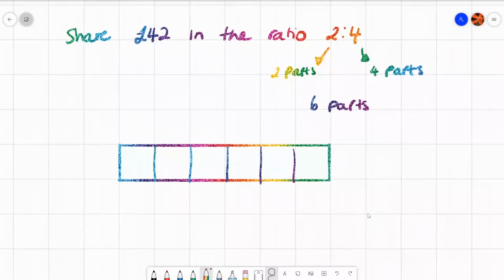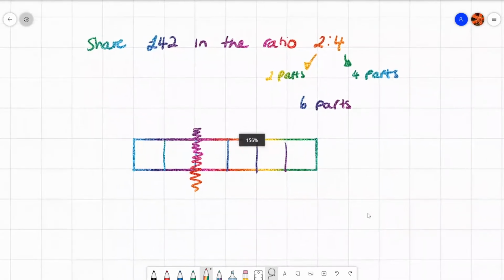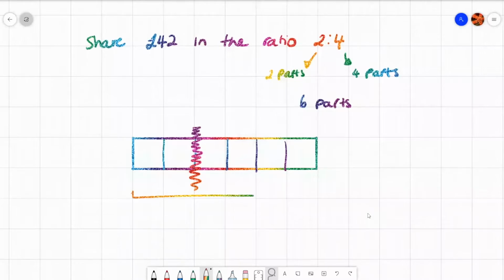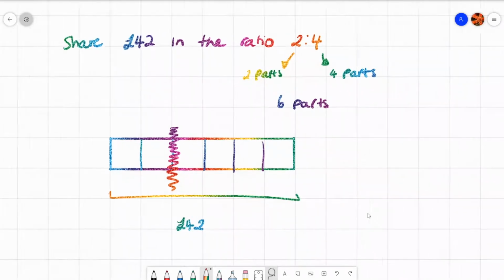Now, somebody's getting 2 boxes or 2 parts and the other person's getting 4. So after the number 2, or 2 boxes, should I say, I'm going to draw a little squiggle, or you could draw a line to separate the boxes. So somebody's getting these 2 parts and the other person's getting those 4 parts. Now I've got £42 altogether, and I'm going to write that down underneath. £42 is shared into these 6 boxes.